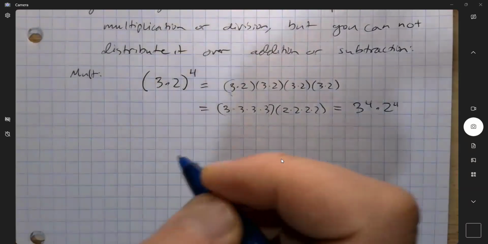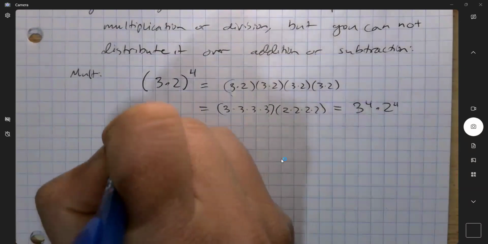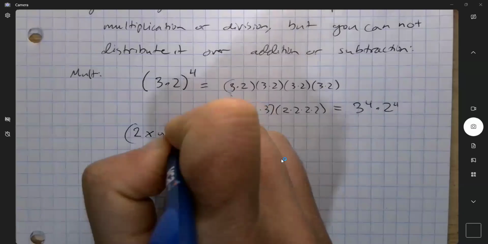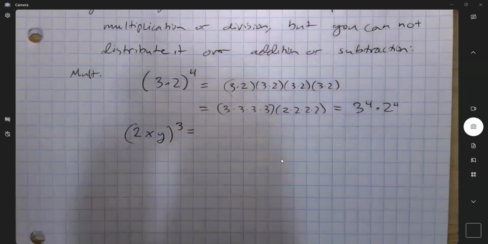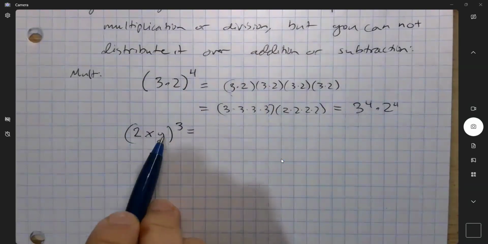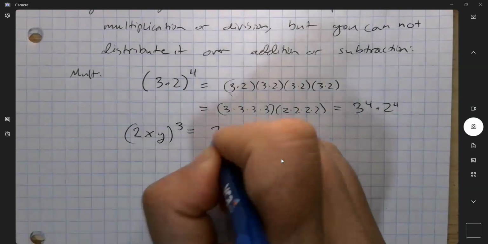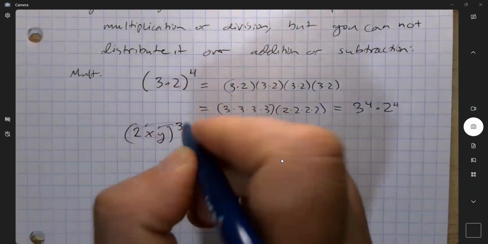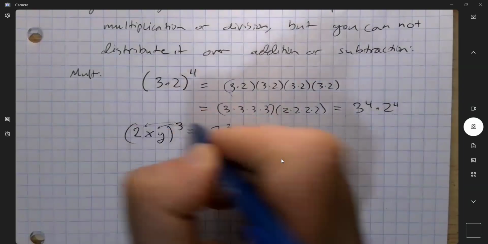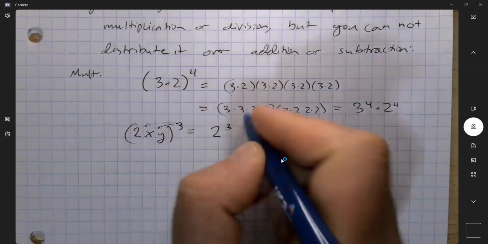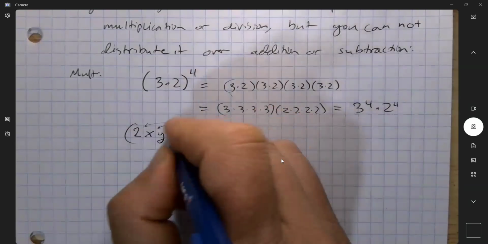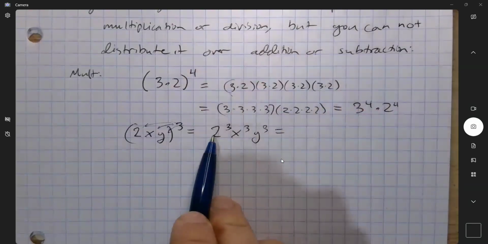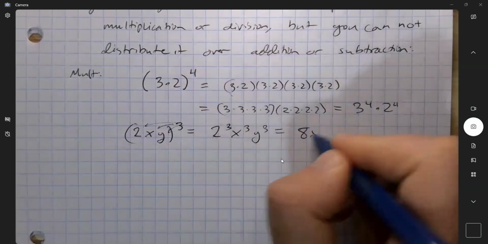I could do something more complicated. I could have 2 times x times y, and I could raise that whole thing to the 3rd power. Well, the 2 times the x times the y, that's all multiplication. So I can do the 2 raised to the third power, and then x raised to the third power, and then y raised to the third power. And we usually simplify the number. 2 cubed is 8.